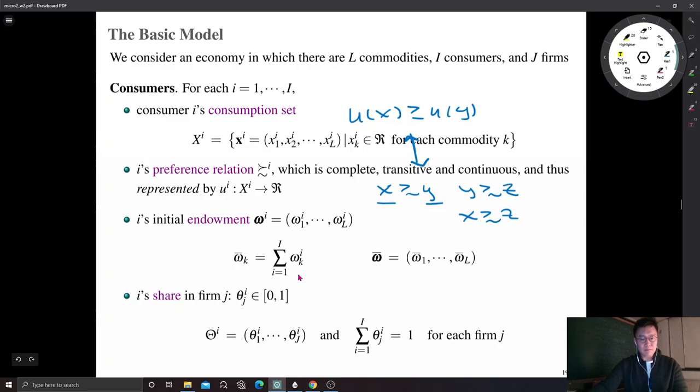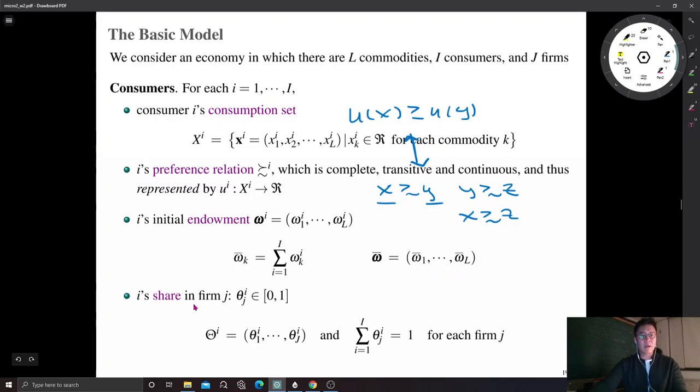For each commodity k, we define omega k upper bar as the total endowment of that commodity. That is a summation of omega k i across all consumers. And omega bar is an L-tuple vector, so it contains all initial endowments in this economy.